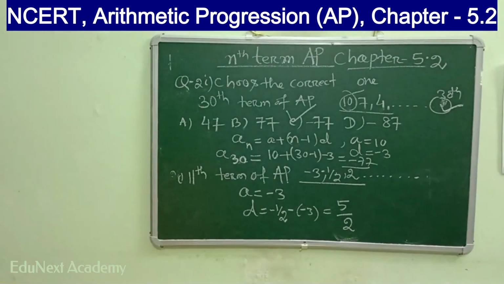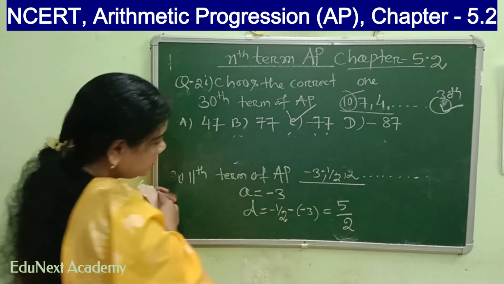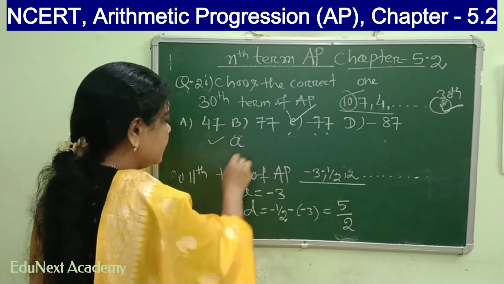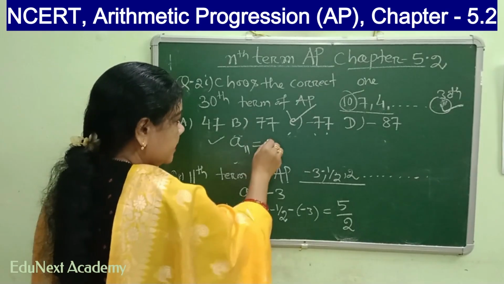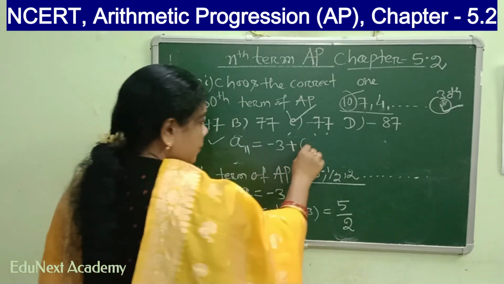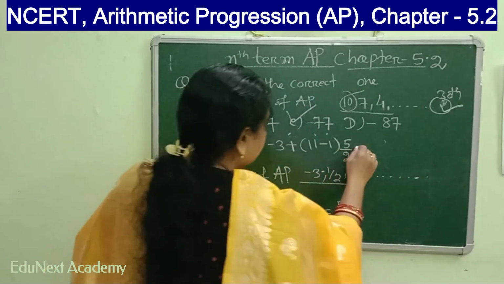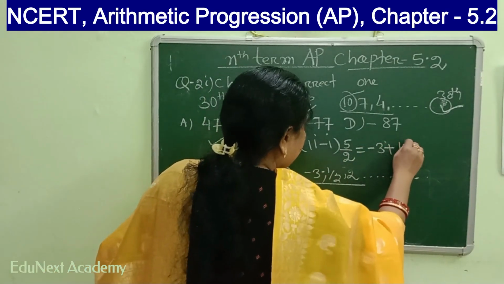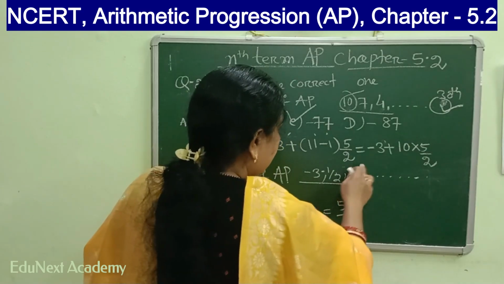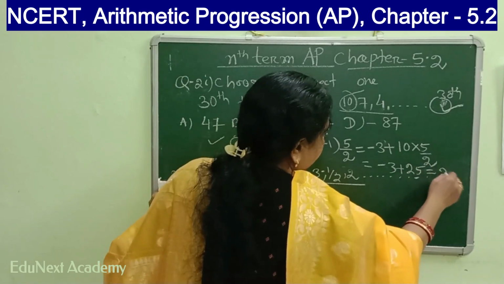Now let us solve this. I am solving this question here. We have to write the 11th term, a11, which is equal to the first term, minus 3, plus (n - 1), n is 11, so (11 - 1) into 5 by 2. So this is equal to minus 3 plus 10 into 5 by 2. What is the answer? Minus 3 plus 25, that is 22.